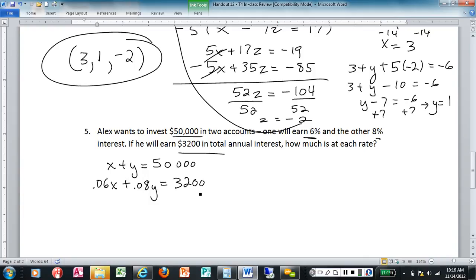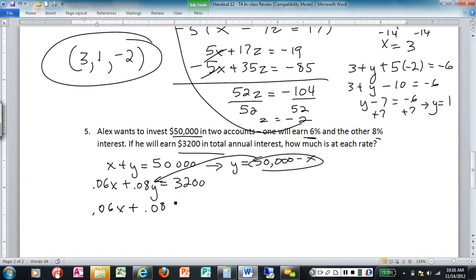Okay? So here, if we do a little adjustment, subtract x, we've got y equals 50,000 minus x. I believe that's the way we did them, so you can do them in elimination as well if you want to. But if we use substitution, I'll just plug this in for y right there. So we have 0.06x plus 0.08 times 50,000 minus x. That equals 3,200. So that'll be 0.06x plus 0.08 times 50,000 is 4,000. Minus 0.08x equals 3,200.